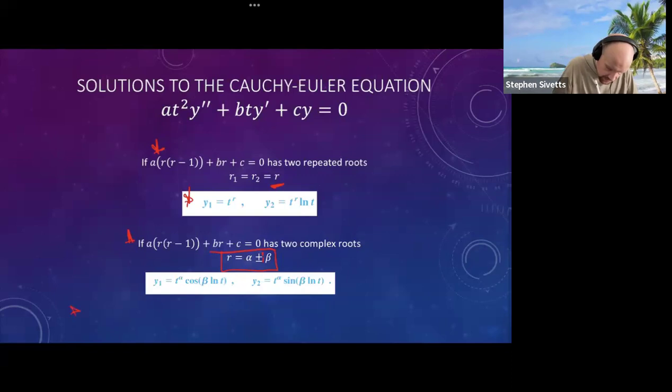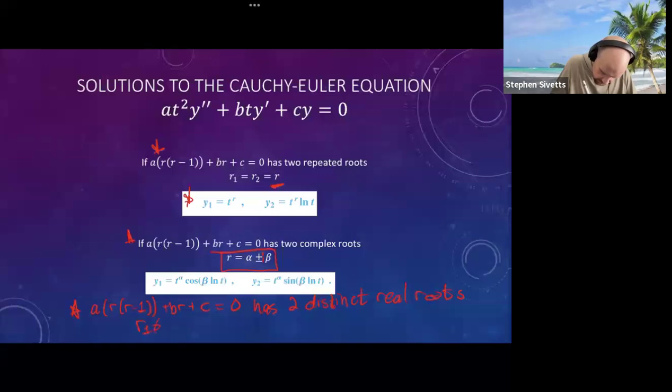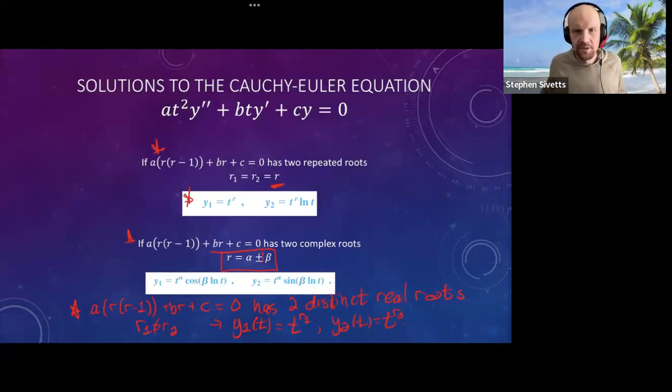The one I didn't include is if this characteristic equation has two distinct real roots, right? Then y1 of t is t to the r1, and then y2 of t is t to the r2 power. Okay, so it's probably straightforward. Let's look at an example.